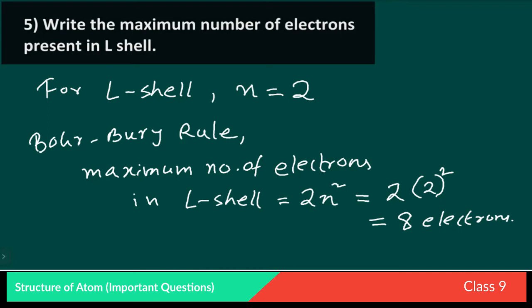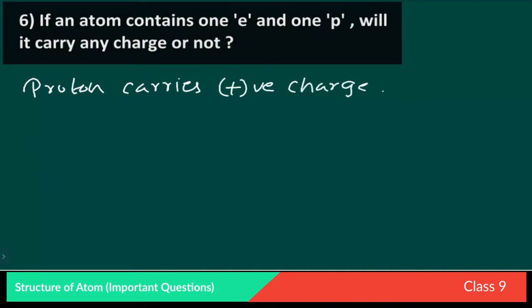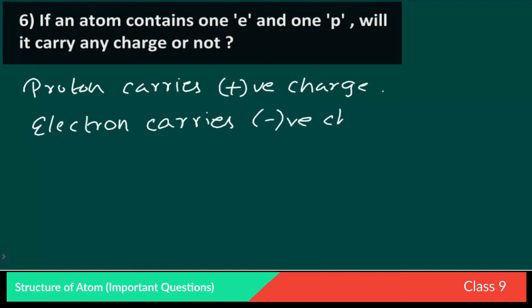Next is question number 6. If an atom contains one electron and one proton, will it carry any charge or not? We know proton carries positive charge, isn't it? And electron carries negative charge. We all know that.